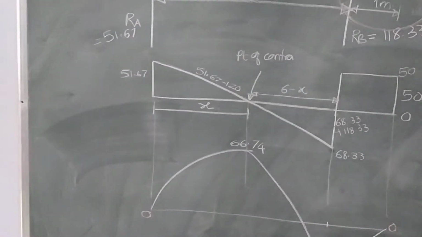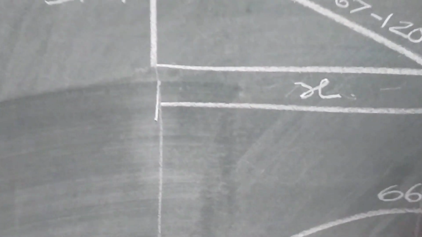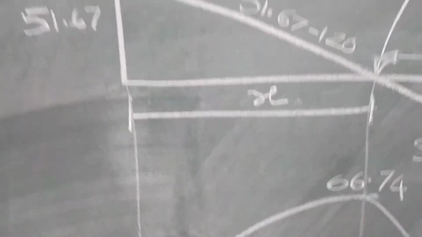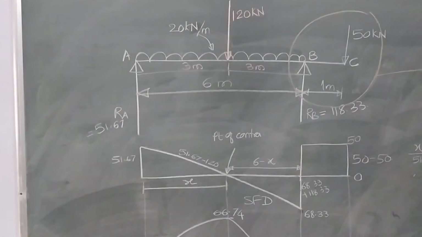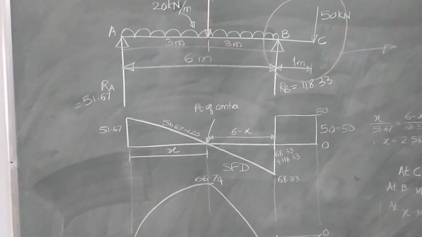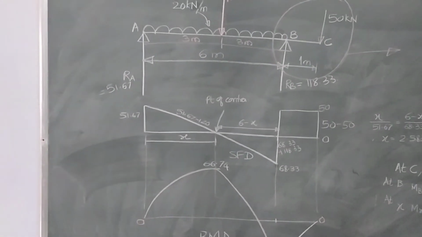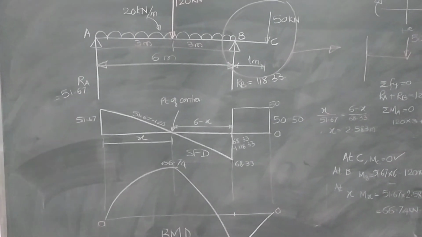This is BMD and this is shear force diagram. This is an example for overhang beam subjected to UDL and a point load. I recommend you at least solve 3 problems based on this type of overhang beam.